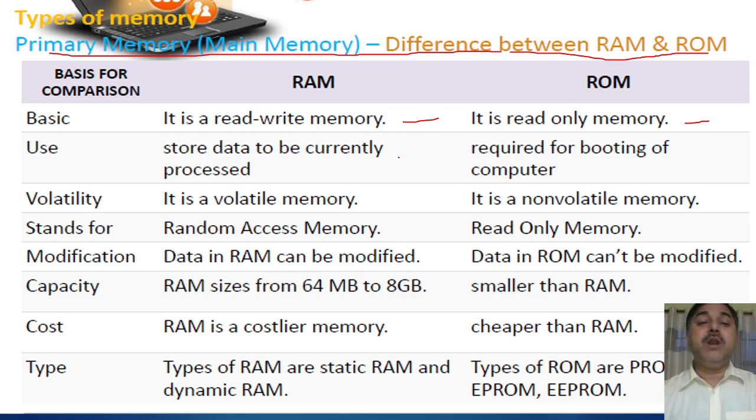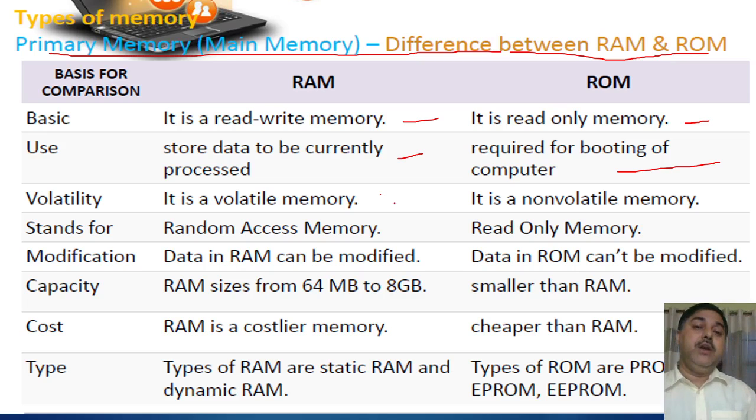Now with RAM, when we need to store a lot of data, all these different patterns of data that you are storing are the data to be currently processed. That means the data we want to process at this particular time can be held in RAM. But for booting purposes, if you want to boot your computer, at that particular time you require a ROM. ROM is used here for this purpose.